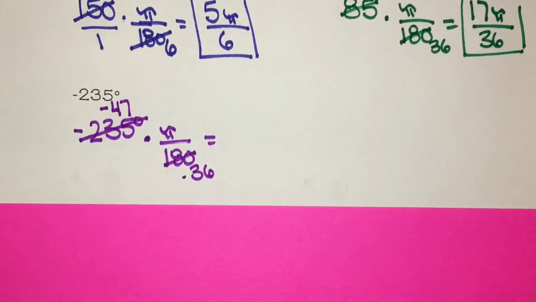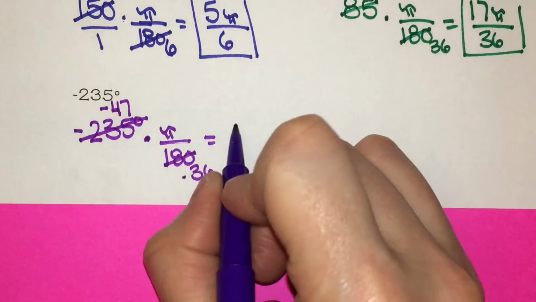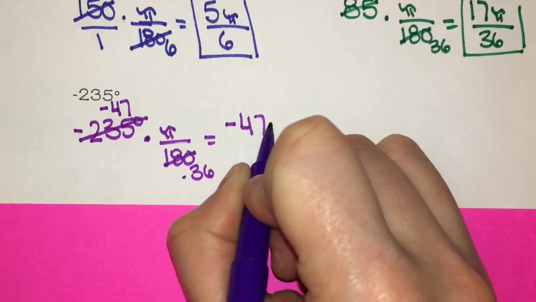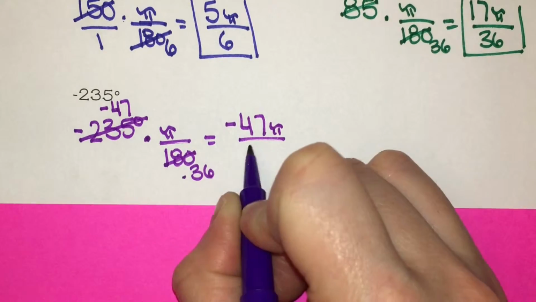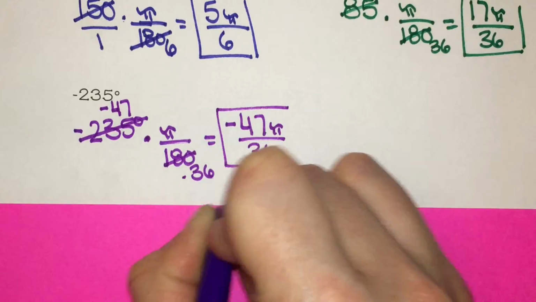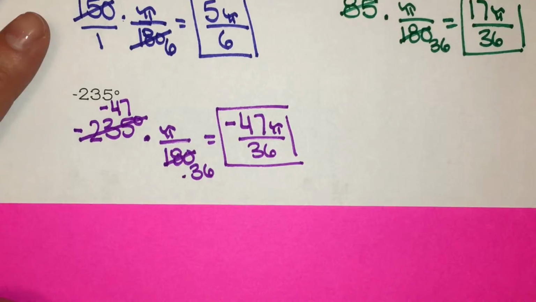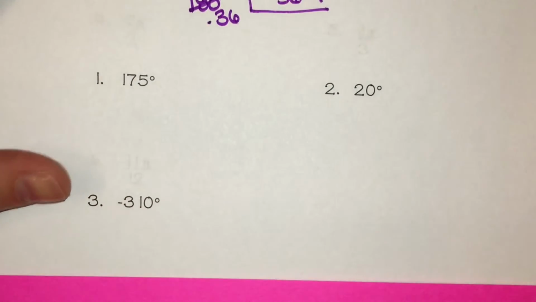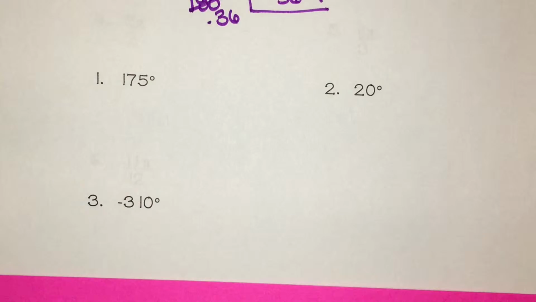So if you're not sure what to divide them both by, use a calculator. Okay, it'll help you reduce it as much as possible. Negative 47 times pi leaves me with negative 47 pi over 36. All right, so here are 3 more problems just like those. Go ahead and try these ones out and then we can go through the answers together when you're ready.